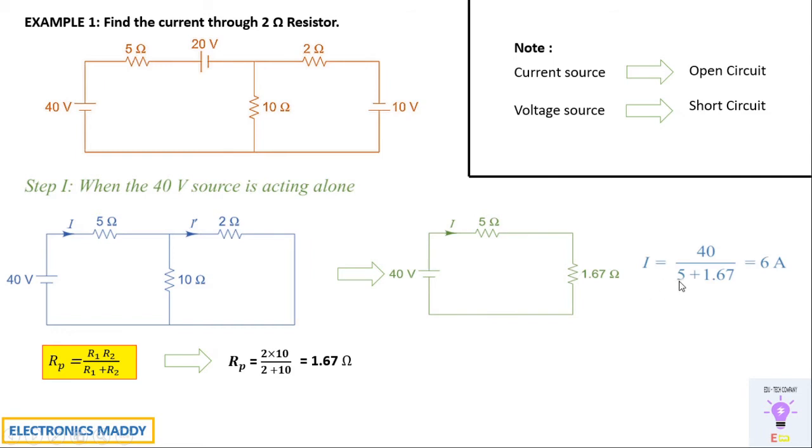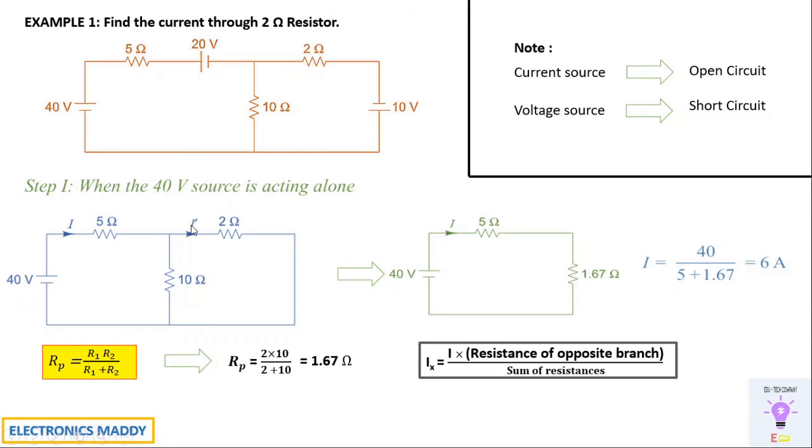So now we'll be finding the value of I. I is equal to 40 by 5 plus 1.67, the 5 ohms and 1.67 are connected in series. This is nothing but simple application of Ohm's law, I is equal to V by R. We'll be finding the value of current, which is equal to 6 amps in this case. The reason why we are finding I is that by the current division rule we can find I dash.